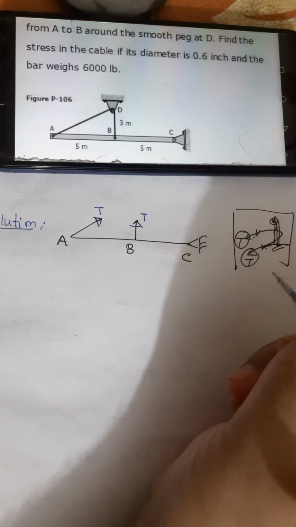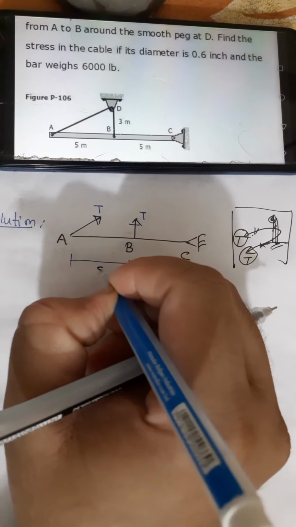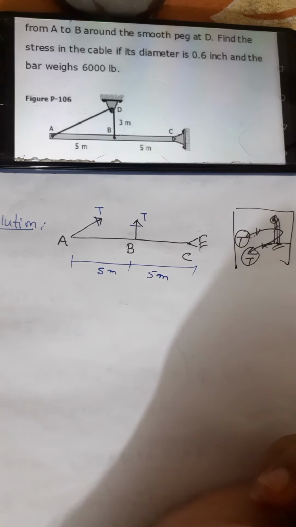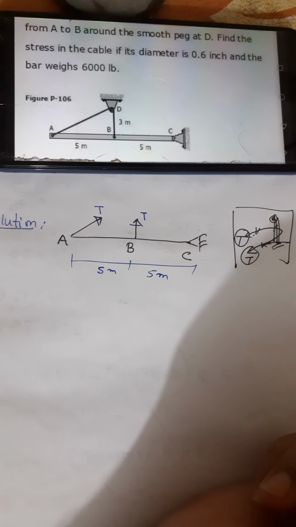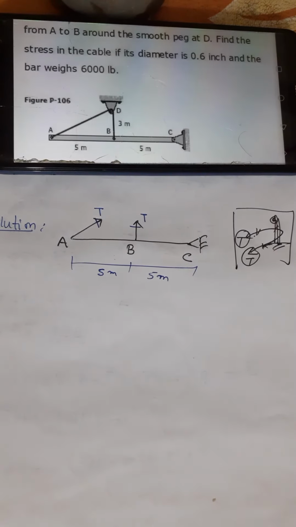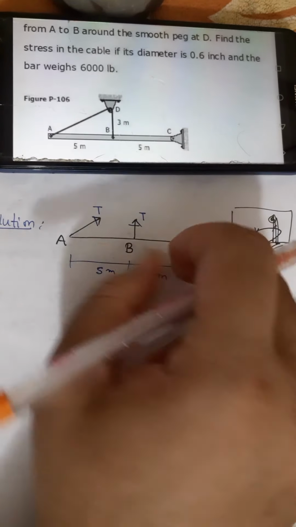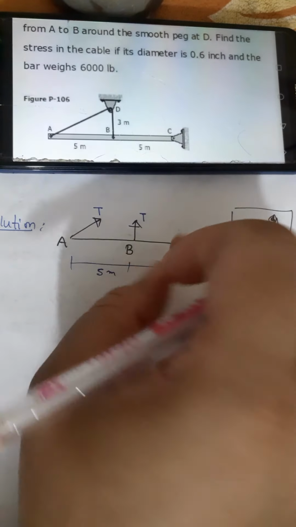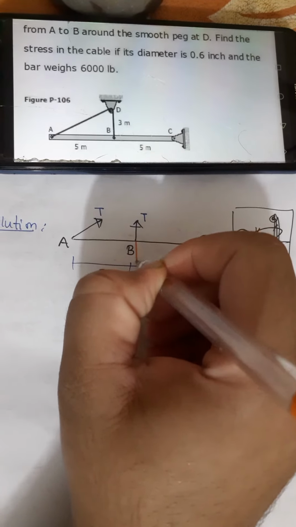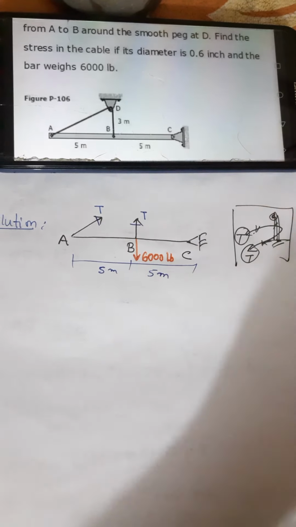And we also have the dimensions given. This is 5 meter, and it's also 5 meter, and the weight of this bar is 6,000 pound. Though it is not stated, we know that the weight of its body acts at the CG of this section. As the bar is 10 meter and B point is the middle point, the weight 6,000 pound will also act at point B.